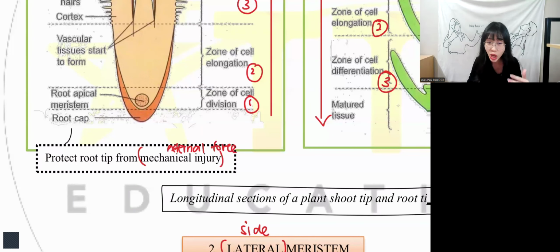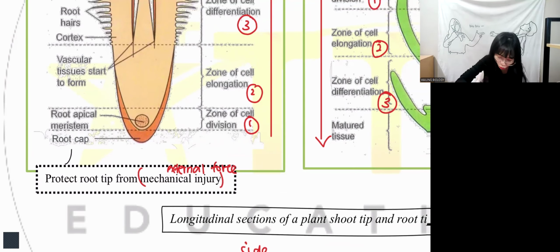These root cap, they are not permanent because when they are growing, they become longer, right? Let's say the soil is too hard. When they penetrate into the soil, sometimes it breaks. To prevent them from breaking, they have a thing called root cap. Root cap will then degenerate as they undergo zone of cell division. So root cap will degenerate and be replaced by the apical meristem.